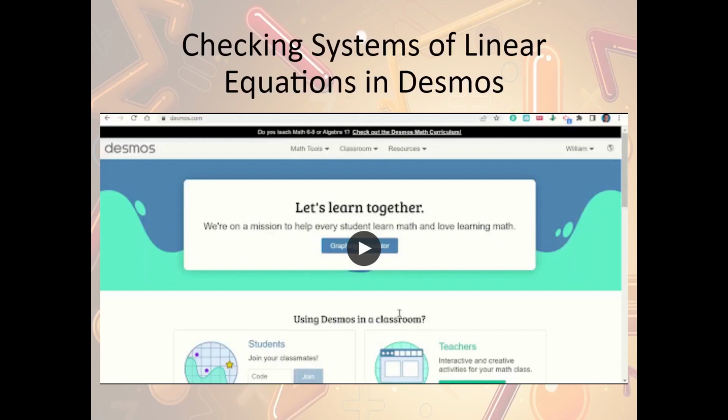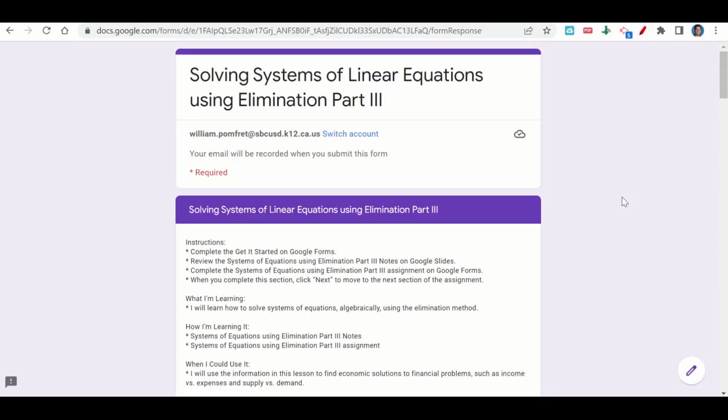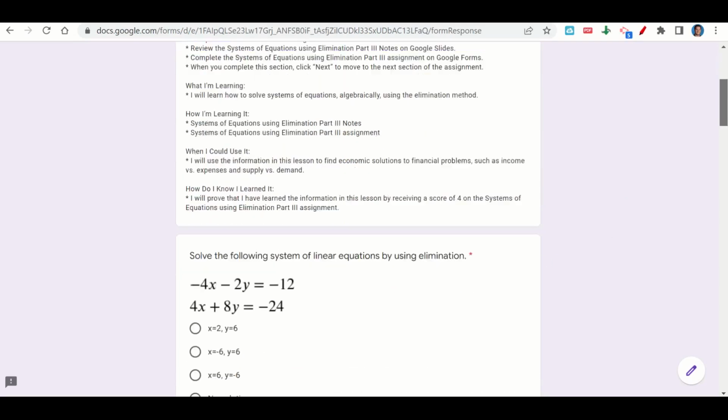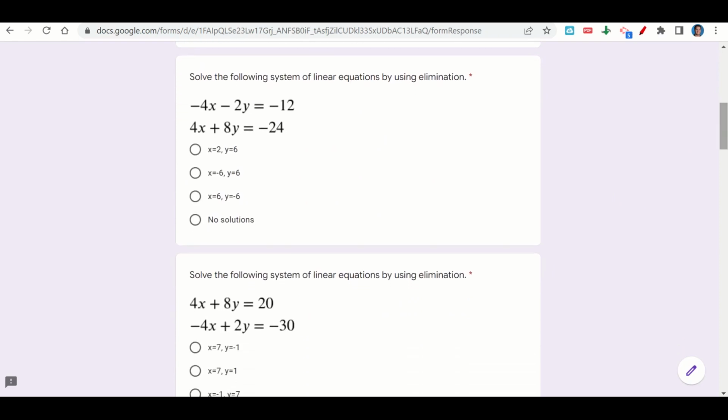Now there's a video here that shows you how to check systems of linear equations in Desmos. So go ahead and watch that video. Let's take a look now at the solving systems of linear equations using Elimination Part III assignment. The assignment begins with our learning goals and success criteria. If we scroll down, we can see the questions.